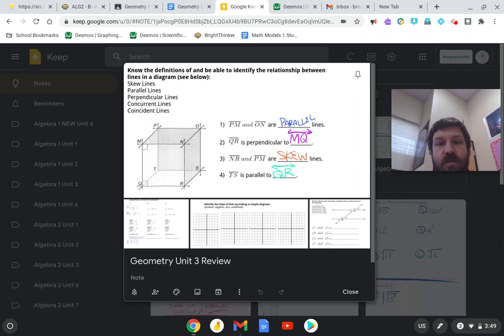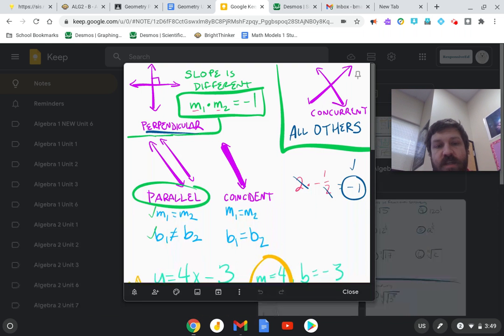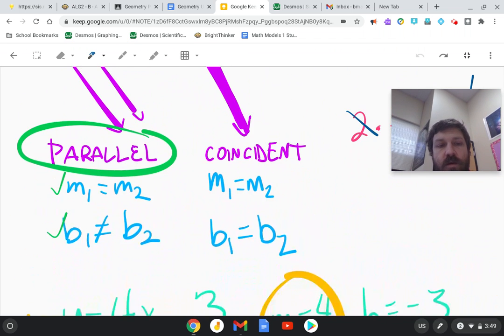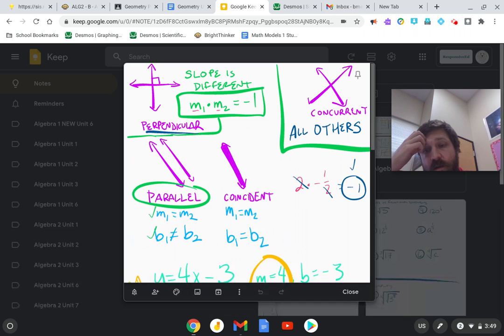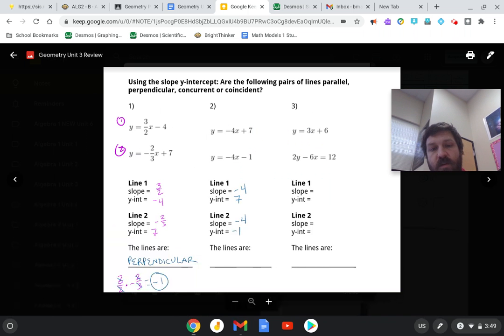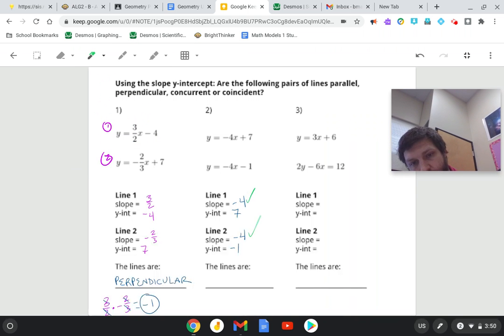Again, looking at my notes, I can see that lines that have the same slope but different y-intercepts are parallel. But if they have the same slope and the same y-intercept, they're going to be coincident. So let's see, do we have different slope, parallel, or same slope, coincident? And we have same slope, negative 4. So that checks out. Those are the same, but the y-intercepts are not. So then those are going to be parallel.